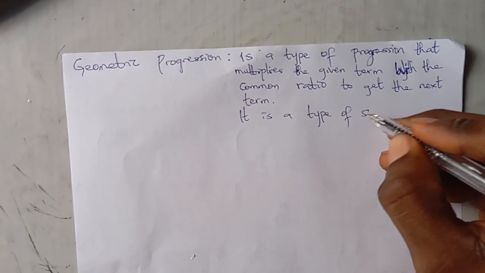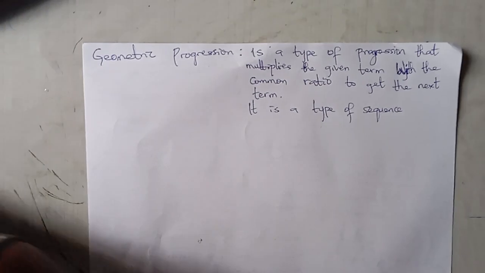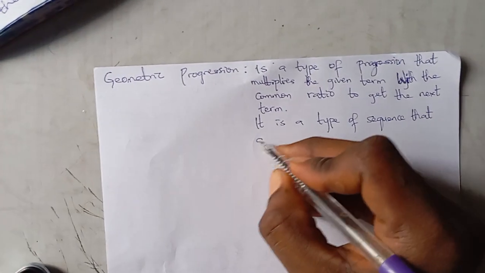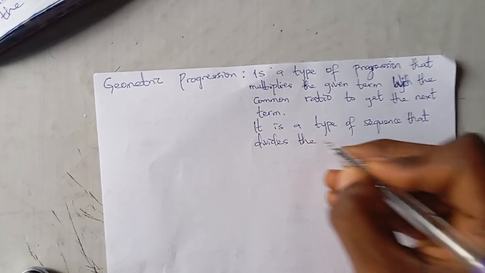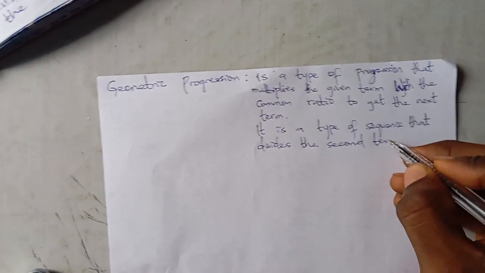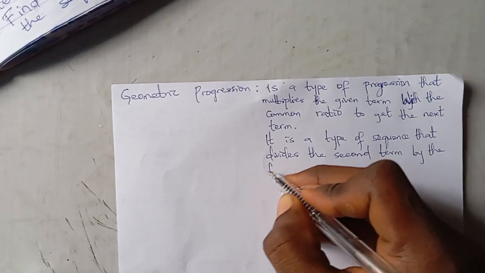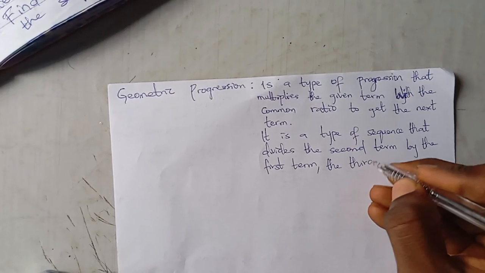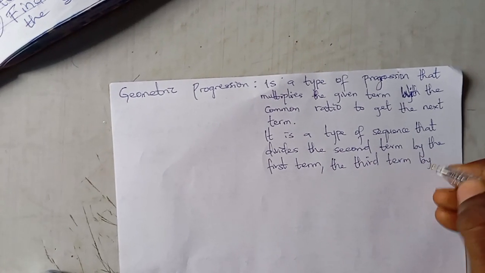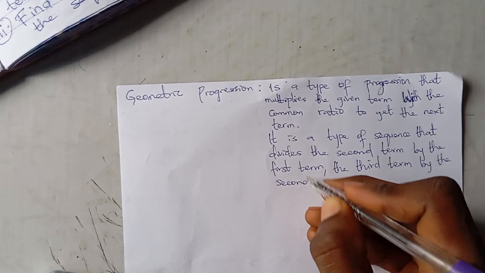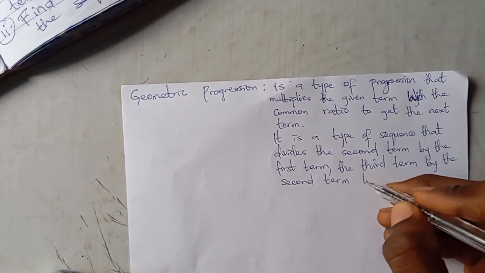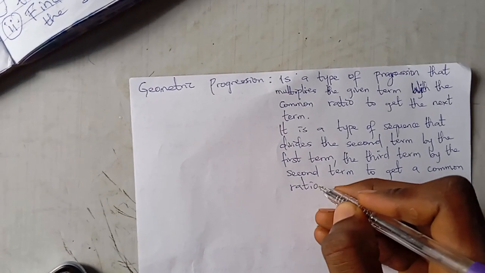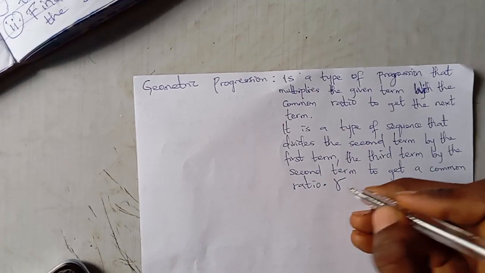of progression or sequence that divides the second term by the first term, comma, the third term by the second term to get a common ratio R.